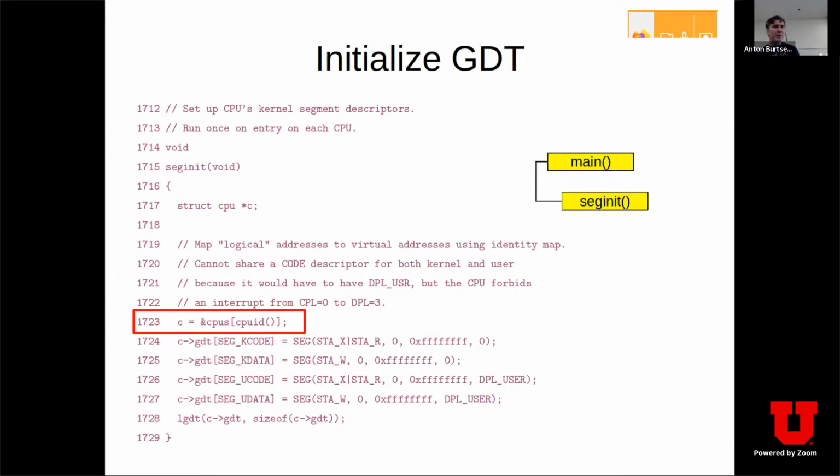Here we say that we will have an array of physical CPUs, and each CPU will have its own GDT. With this function, CPU ID, we can read the physical number of the CPU we're running on. It can be 0, the boot CPU, or 1, the second CPU, or the third one, and so on. From the array of CPUs, we get one CPU. Each CPU will have its own GDT. Let's take a look at how it's allocated.